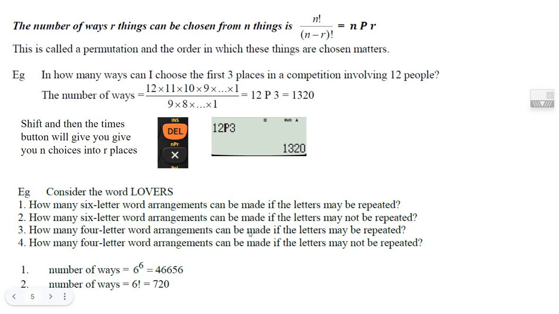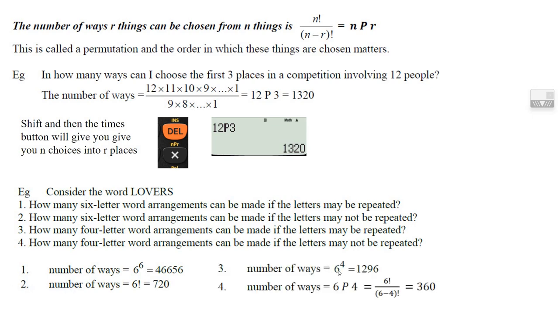How many 4-letter words can be made if they can be repeated? Well, if they can be repeated, you've got 4 boxes there. Just think. Okay, you've got 6 letters in this thing, so you'd have 6 choices, and then another 6 choices, then another 6, and then another 6. It'd be 6 to the 4th power. 6 times 6, it'd be 1296.